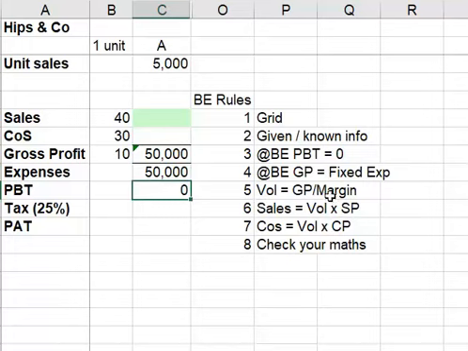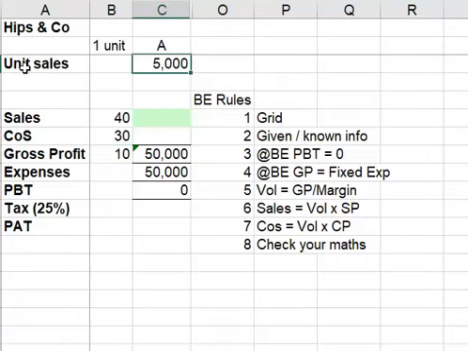Rule number 5, I call this my short left rule, is to take this gross profit and divide it by the margin. So what we're doing here is we're in fact saying take the gross profit that you would make from selling lots of goods and divide it by the gross profit that you make from selling one item. In other words, how many 10 rands do you have to make to get to 50,000? So this GP divided by margin gives you the volume at the top.